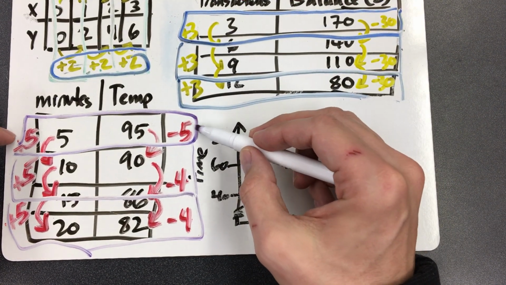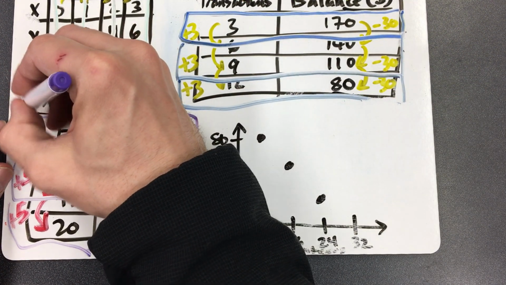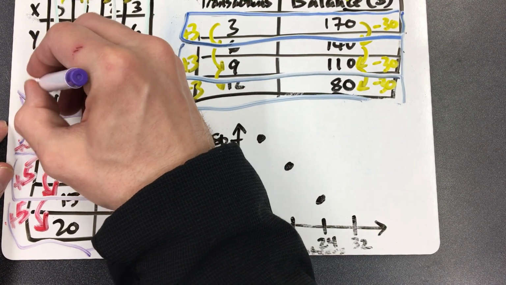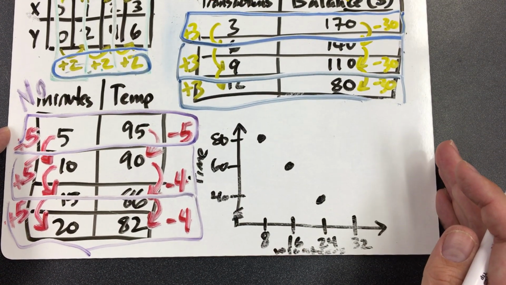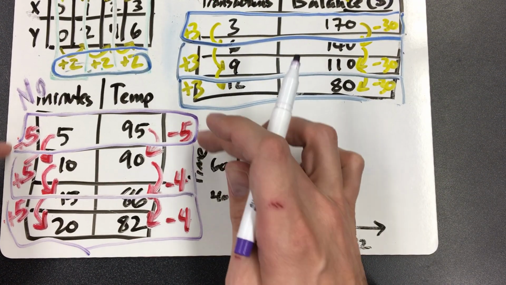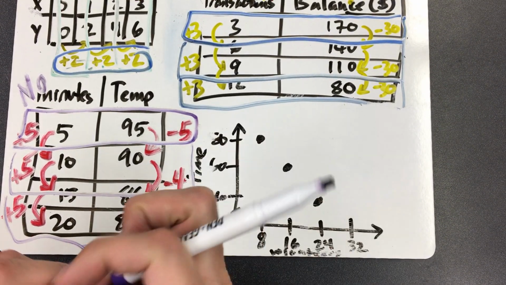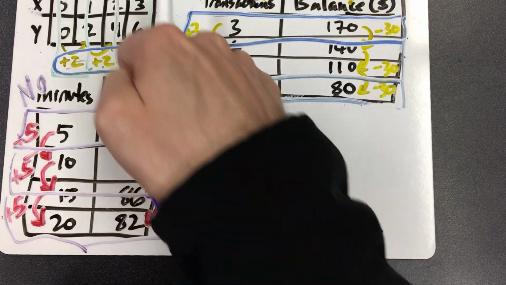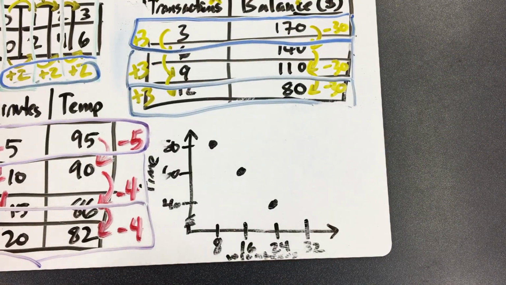Because look, here it's 5 over 5, and here it's 4 over 5. So is this a constant rate of change? No, this is not. Is this a linear graph, a linear relationship? No, it is not. See how that was different? We started out doing 5 and 5, and then we switched to 4 and 5. That is not what we're looking for. That is not a constant. For something to be constant, it has to be the same all the way through.